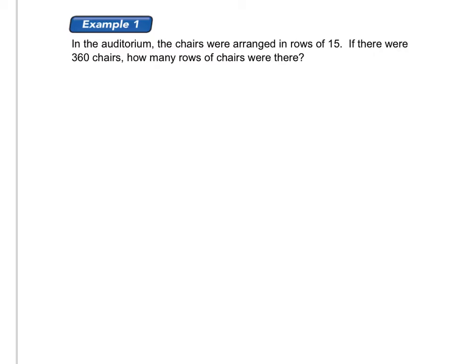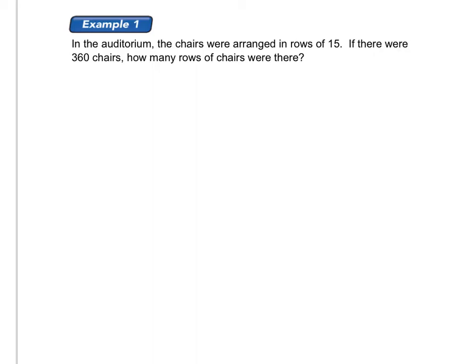Example 1 says, in the auditorium, the chairs were arranged in rows of 15. If there were 360 chairs, how many rows of chairs were there? Okay, well again, they want us to write an equation from the word problem. So this whole lesson, again, you have to write the equations. Okay, you can't just solve the problem first. So we're going to write the equation and then solve it.